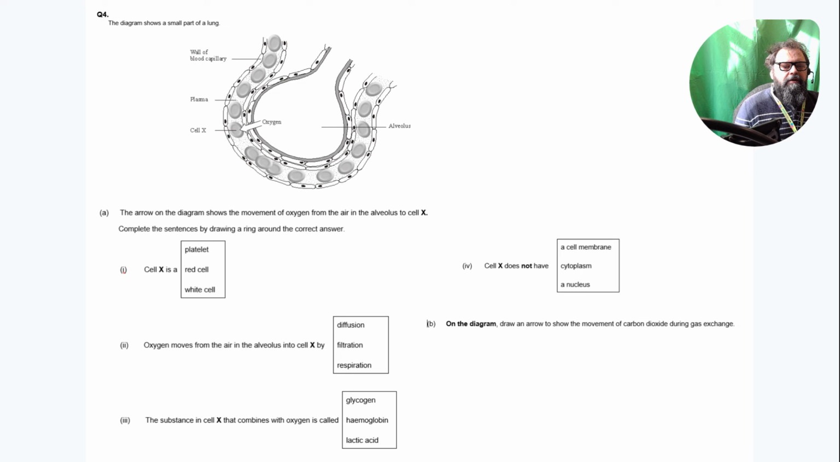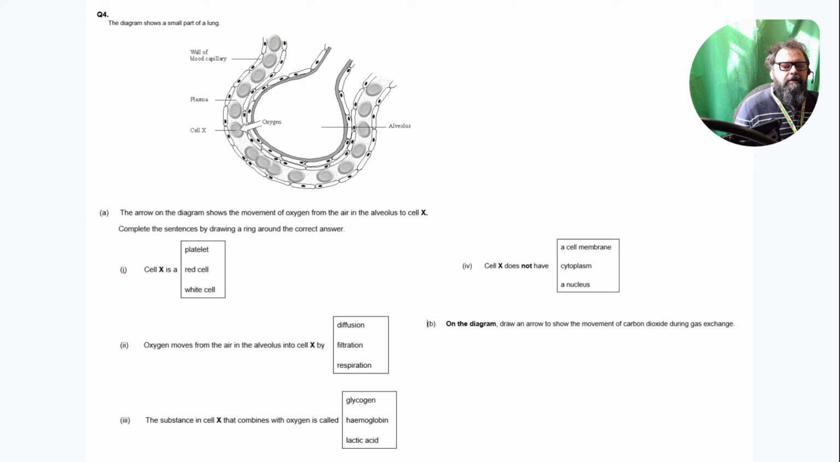The substance in cell X that combines with oxygen, that joins up with the oxygen, in other words, which is the stuff inside the red blood cell that carries the oxygen. We know that the red pigment inside our red blood cells is called hemoglobin.